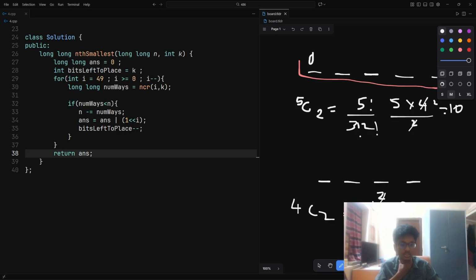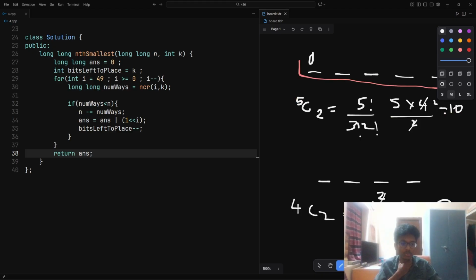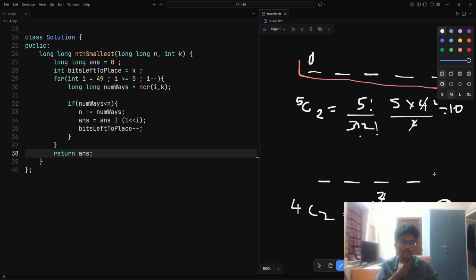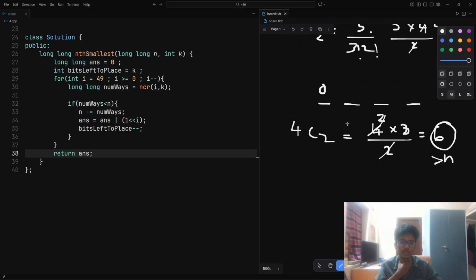Okay, it's greater than my n. So I still have some n numbers which could possibly be the smallest. That means I can have n smallest among these numbers. I have n numbers among these 6 numbers. Since n is just 3, any of the numbers could be the nth smallest. That means I can still place a 0 here. That means I have 3 bits left.